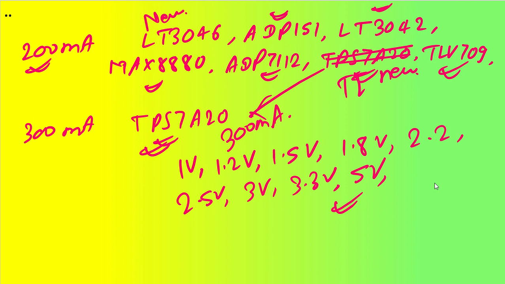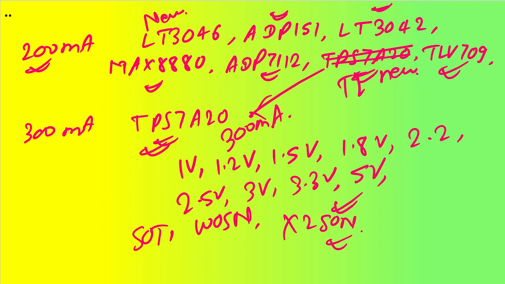It is available with different packages also, like the SOT package as well as the WSON package and the X2SON package. X2SON is still smaller. These are even less than 1 millimeter cross 1 millimeter. Even a BGA package, DSBGA, is also available with this particular linear regulator.